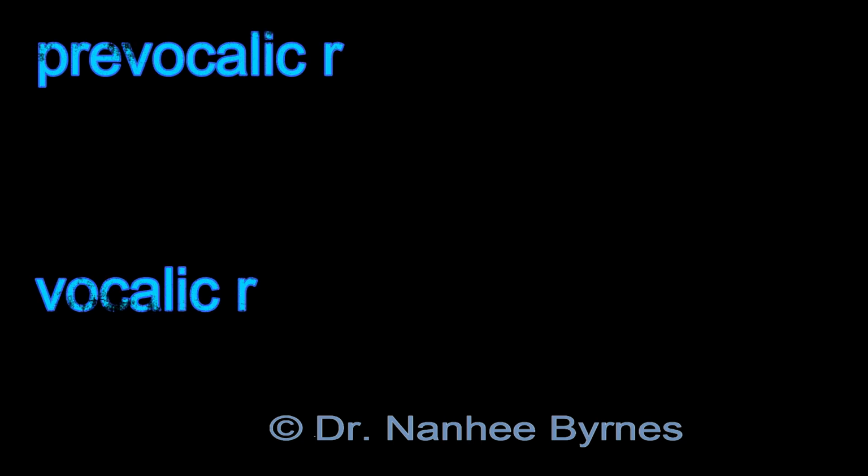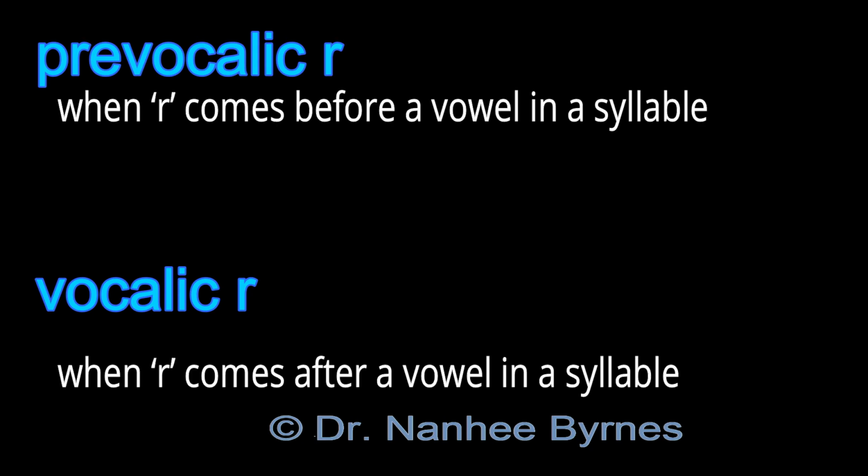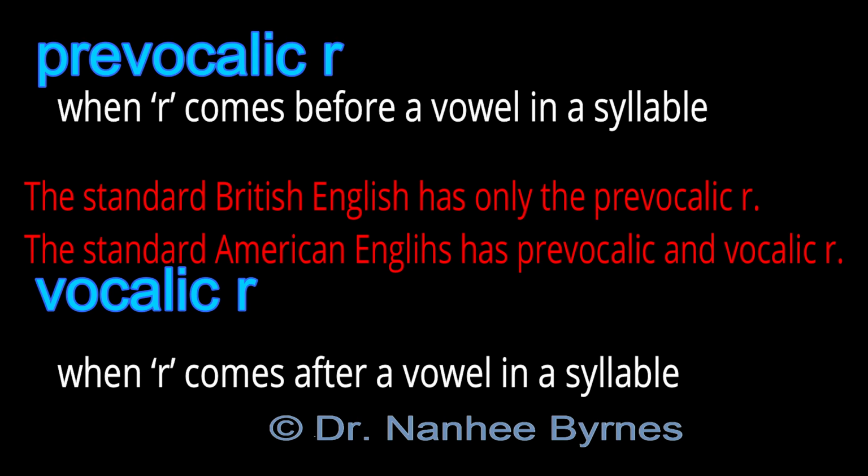Now, what do we mean when we say R is pronounced regardless of its position? R can come before a vowel or after a vowel in a syllable. When R comes before a vowel in a syllable, it is called the prevocalic R, and when R comes after a vowel in a syllable, it is called the vocalic R. In light of this terminology, the standard British English has only the prevocalic R sound, but the standard American English has both prevocalic R and vocalic R sounds.